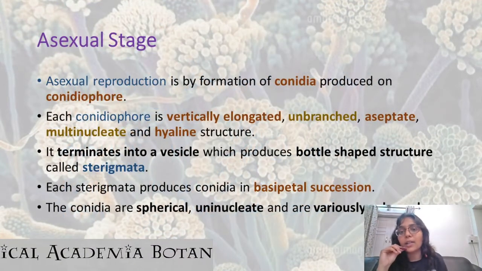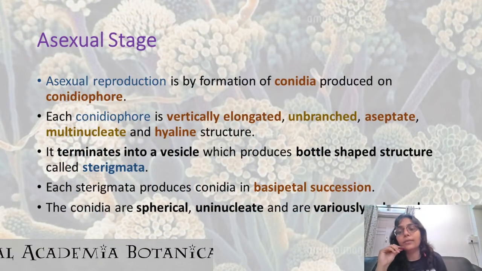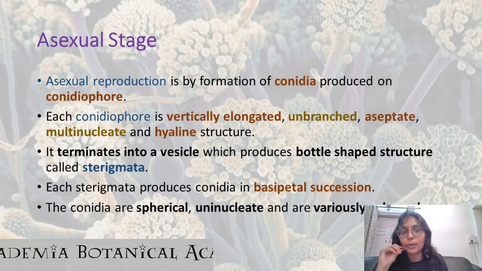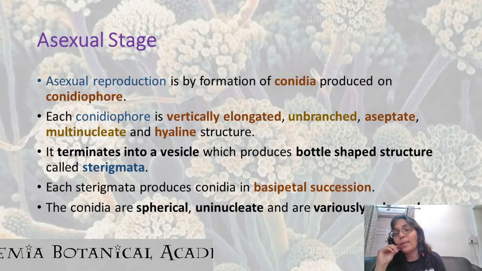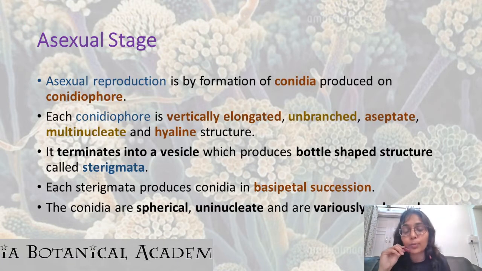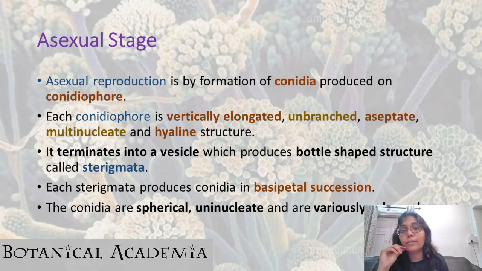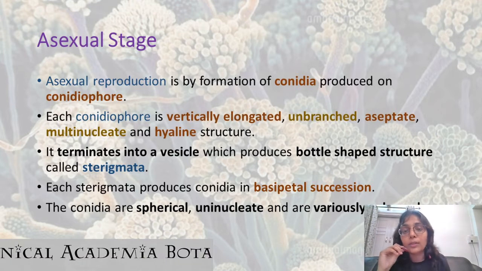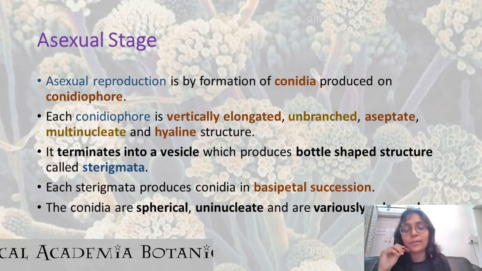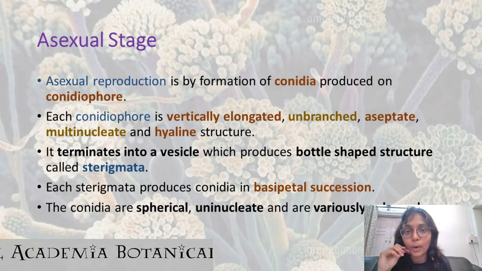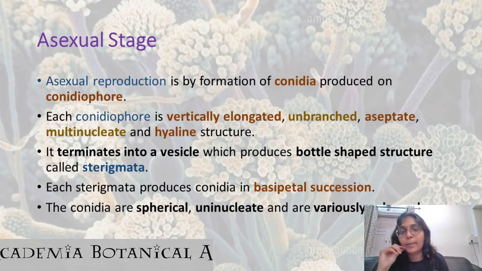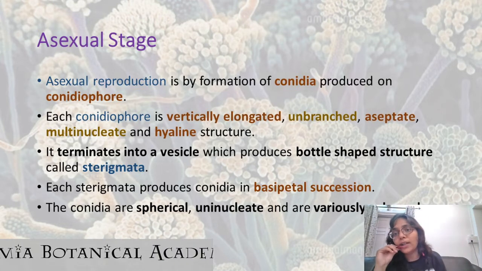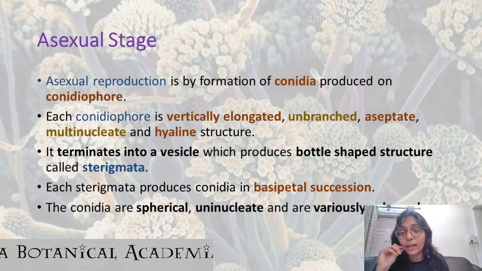Now the asexual stage consists of reproduction, which is done by the formation of conidia produced on conidiophores. So if you remember, in Rhizopus there was a sporangiophore. The word "phore" itself means stalk. So a stalk which bears sporangia is called a sporangiophore. A stalk which bears conidia is called a conidiophore. So on the conidiophore, conidia are formed.